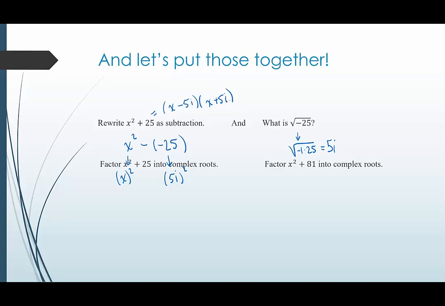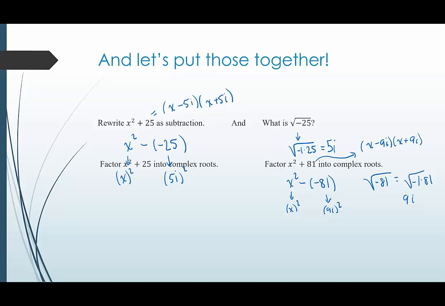We could do this again with x squared plus 81. First, let's get this to be a difference of some kind of squares, complex or otherwise. This would be x squared minus negative 81, because we can take that addition and rewrite it as subtraction by subtracting the opposite. Then we know that x squared has a root of x. The square root of negative 81 would be negative 1 times 81, and that would be 9i. So this would be 9i quantity squared. So we could factor x squared plus 81, root minus root times root plus root.